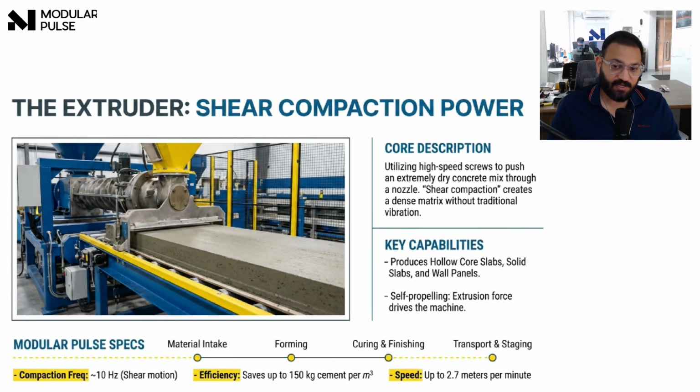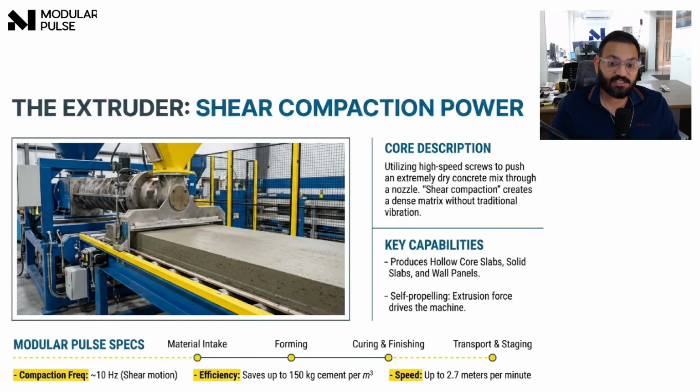The extruder. Now this slide is very important because this is where many people get confused. Most people think concrete becomes strong only because of vibration, but that is not true. An extruder works on a completely different principle: shear compaction. Here, the concrete is extremely dry, almost zero slump. You cannot pour it like normal concrete.